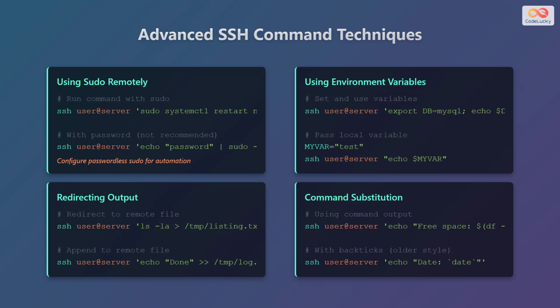Command substitution allows you to use the output of one command as input to another command. To use command output, you can use ssh user@server 'echo free space $(df -h /)'. This will display the amount of free disk space on the remote server. You can also use backticks for command substitution, but this is an older style. For example, ssh user@server 'echo `date`'.